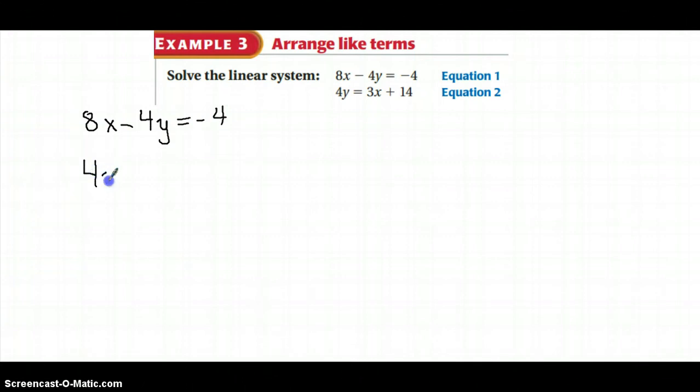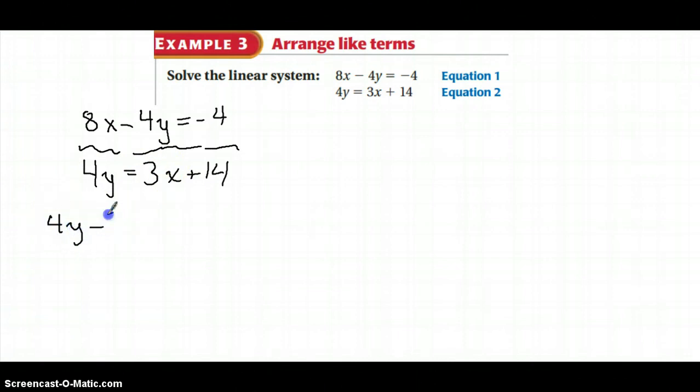So if I have 4y equals 3x plus 14, I see that I really want my x to be on the same side as the y. So I'm going to manipulate equation 2 a little bit to move the x to this side. And so if I want to move that, because it's a positive number, I'm going to have to subtract 3x from each side. So 4y minus 3x equals 3x minus 3x plus 14. Okay. On the right-hand side, these are going to cancel.